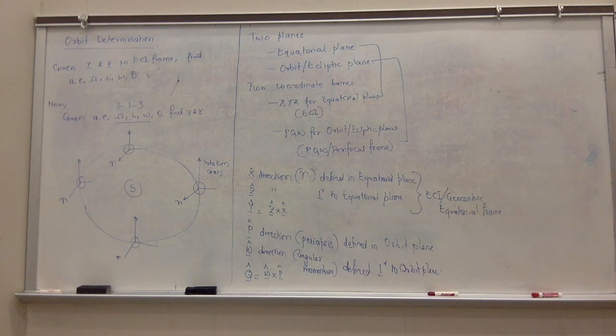So you have this is my x-axis. This plane is the orbit plane. If I do a rotation about this x-axis in the right-handed sense, you see that?